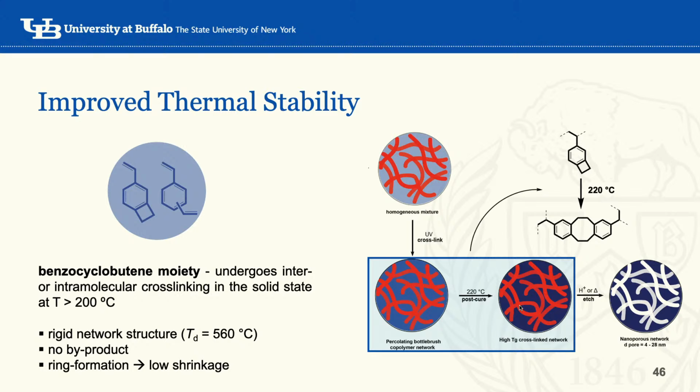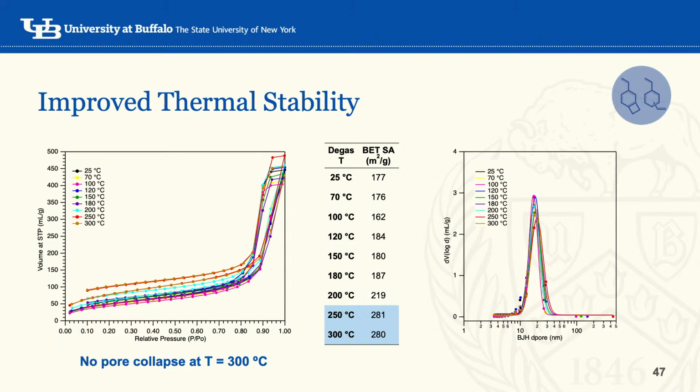So using this monomer, it's the same procedure. We add one more step. It's called thermal baking. We cross-link the matrix further to make it even more rigid. We do that because we want to improve the thermal stability of these materials. And in this case, it actually works really well. There's no pore collapse up to 300 degrees Celsius.